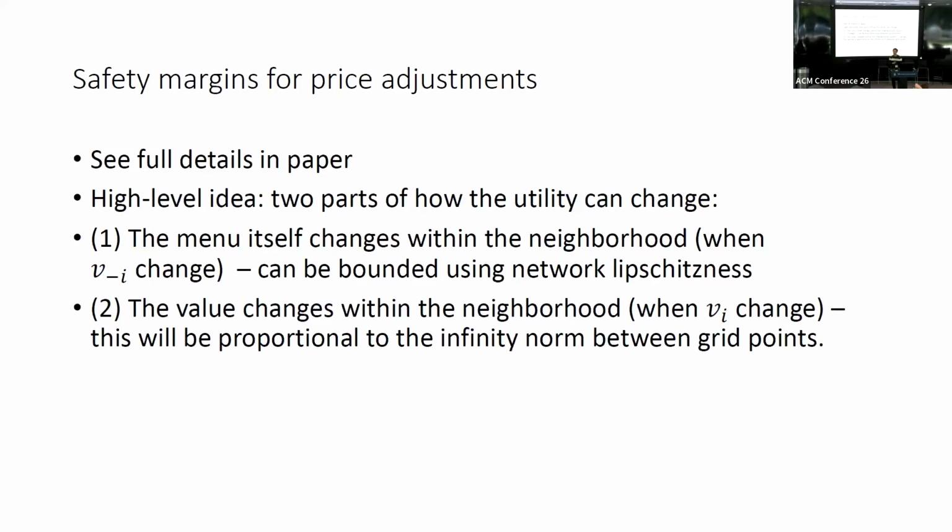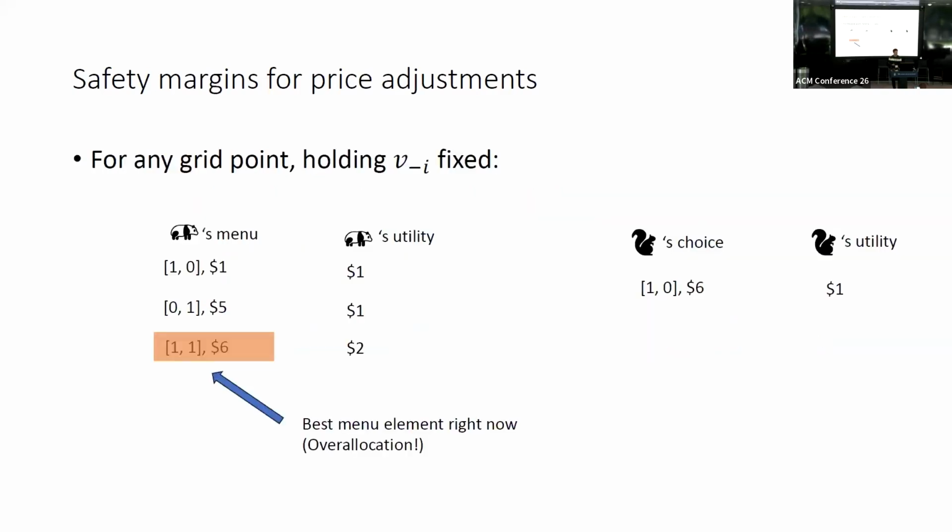There are two parts of how the utility can change. The first part is how the menu changes within the neighborhood. And the second is how the value changes. For how the menu changes, we can bound it using network Lipschitzness. And for the value changes, we can directly analyze the distances from the center of the grid point.